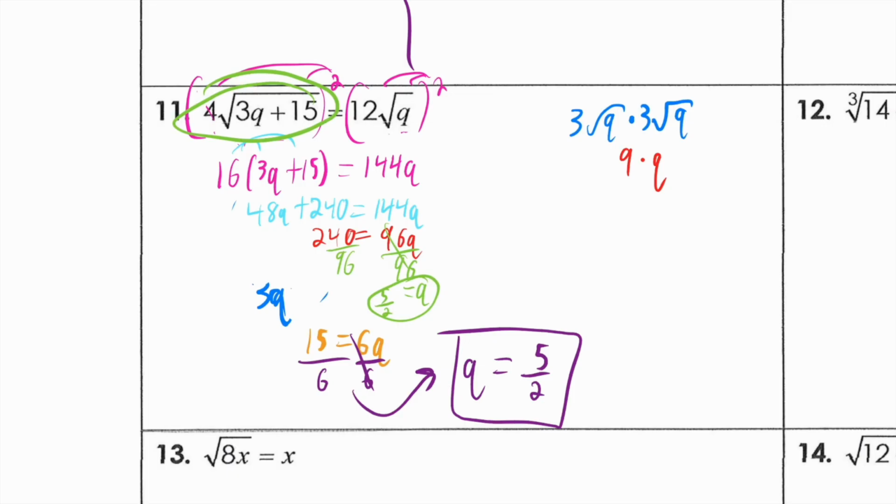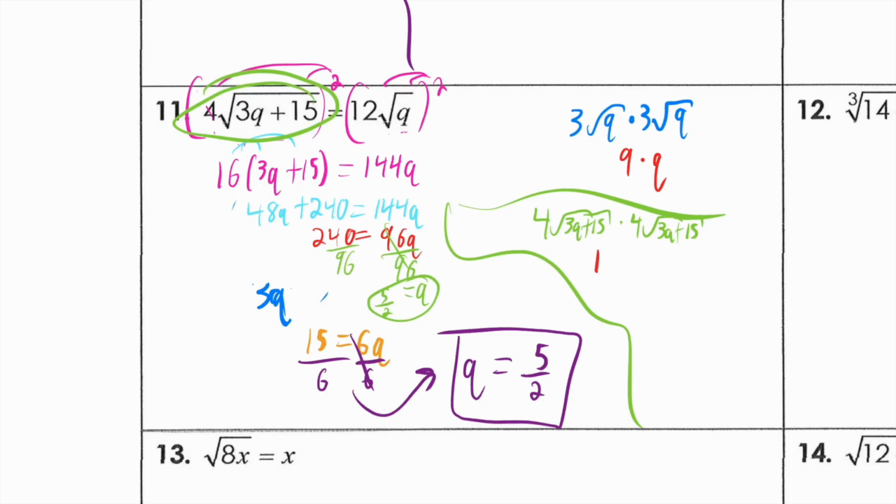And some of us may benefit from seeing this written out as well. So to be clear, what that would be is 4 times the square root of 3q plus 15 times 4 times the square root of 3q plus 15. And 4 times 4 is 16. And then 3q plus 15, the square root of it, times itself, would be 3q plus 15. But you have to remember that you can't just multiply 16 times 3q or 15. You have to do the whole thing, which is how you got the 48q plus 240. But anyway, that's not how we chose to solve it. We chose to solve the other way.